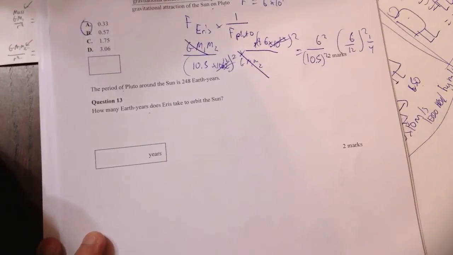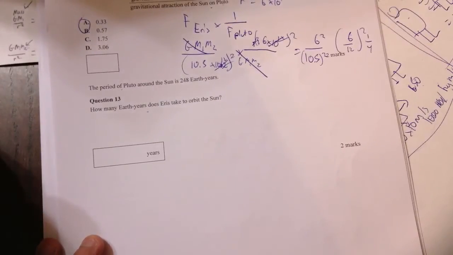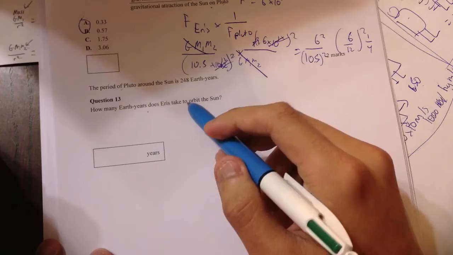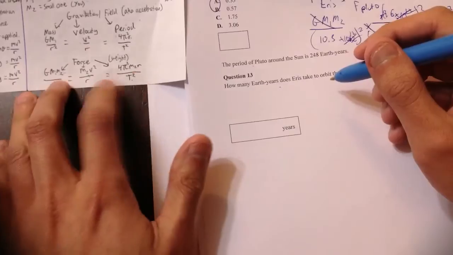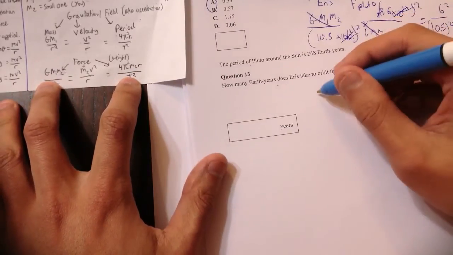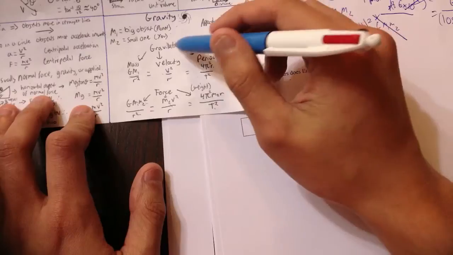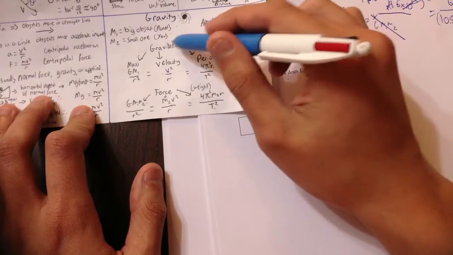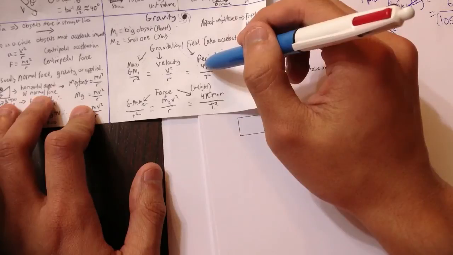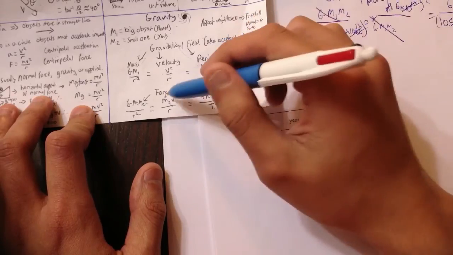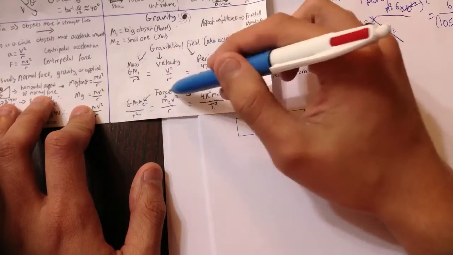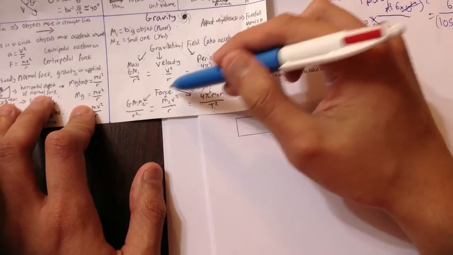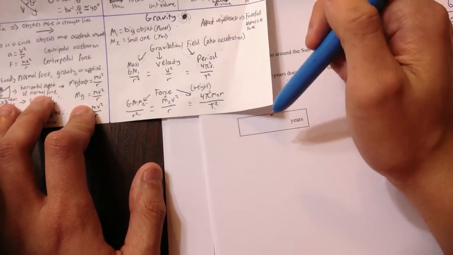How many Earth years does Eris take to orbit the Sun? Well, we know the force equals that. So the way to use this is, I didn't explain it to you, but gravitational field is equal to each of these things. Force, acceleration. Force is equal to each of these things. So if they ask for force and you have mass, you use this formula. If they ask for force and you have velocity, you use this formula. If they ask for force and you have period, you use this formula.